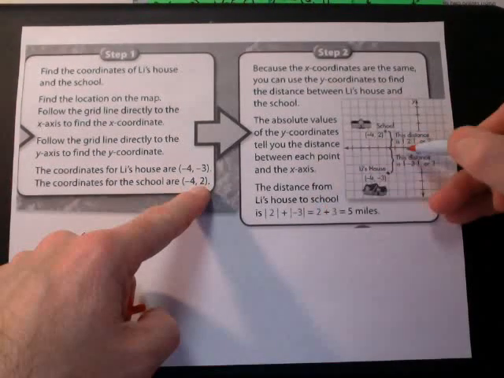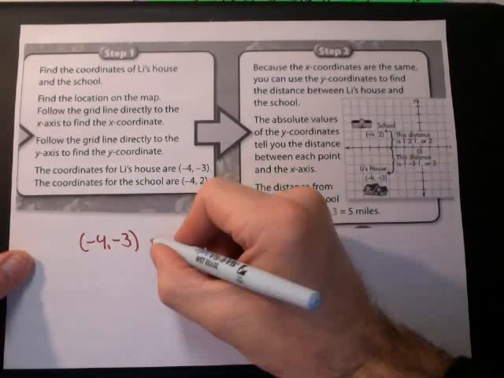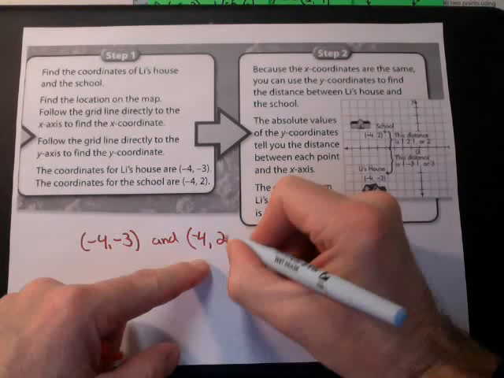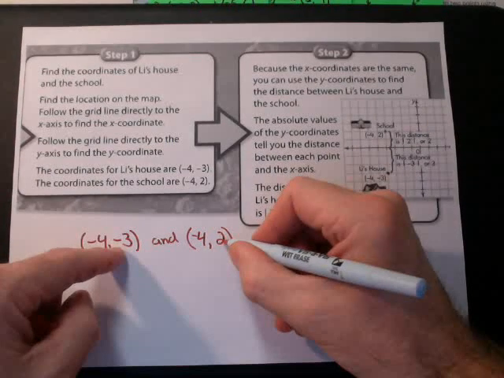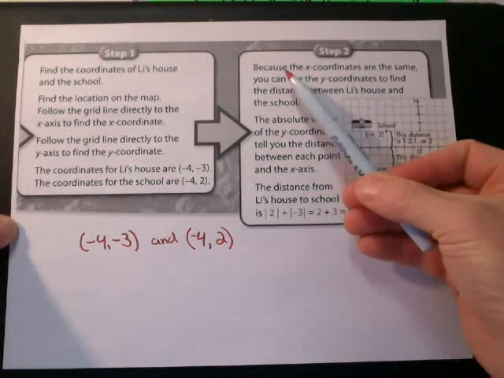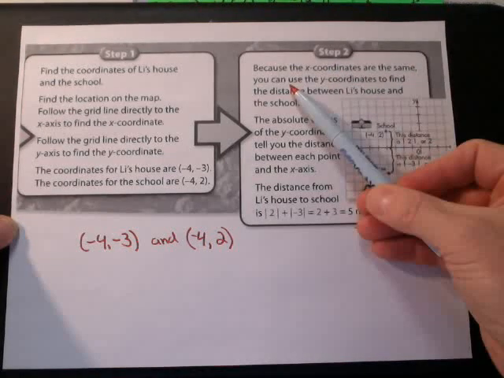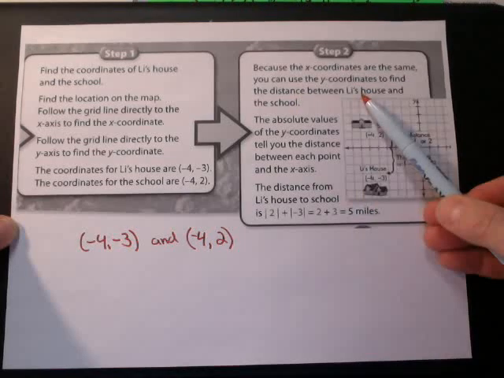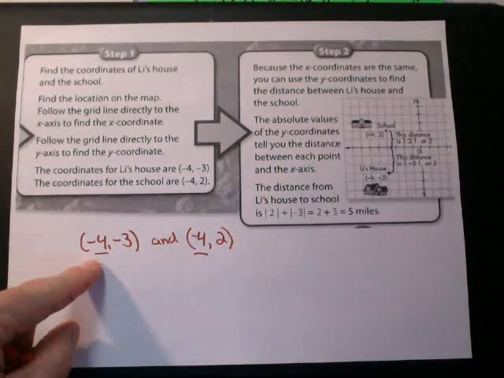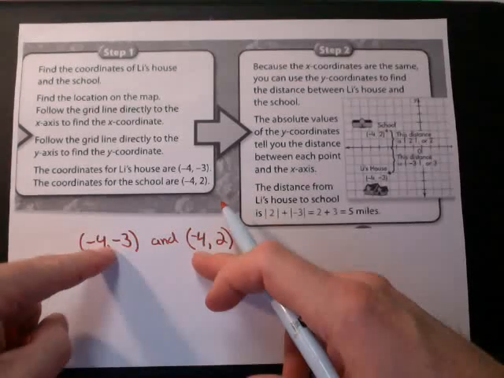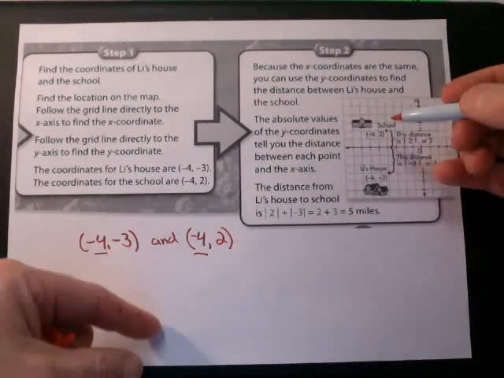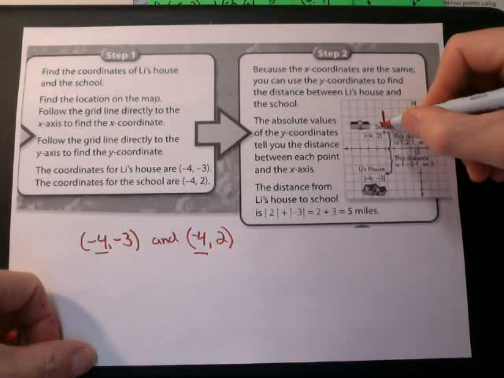The coordinates for the school would be (-4, 2). So at this point, you'd notice that they both have -4 as the x-coordinate, and they have -3 and 2 for the y-coordinate. So there's a difference. Okay? So now we've found the coordinates. Because the x-coordinates are the same, you can use the y-coordinates to find the distance between Lee's house and the school. So in other words, the common coordinates fall on the -4, and the coordinates you're going to work with are the -3 and 2. They're the ones that are on the same line, with the same x-coordinate.